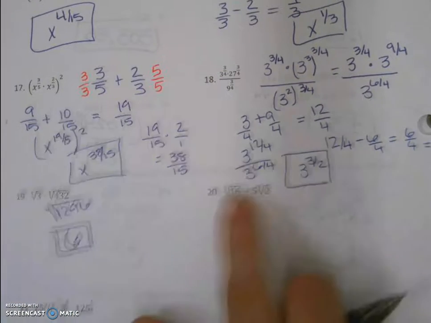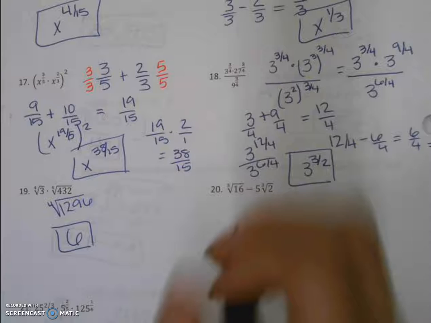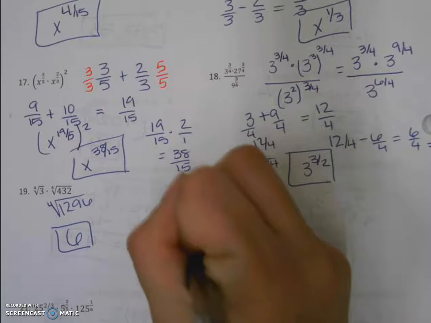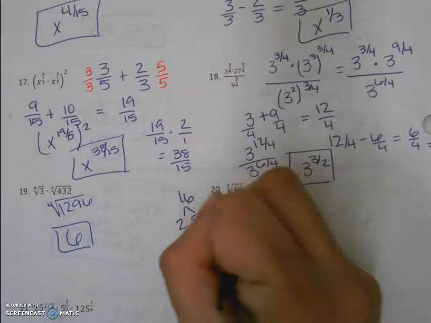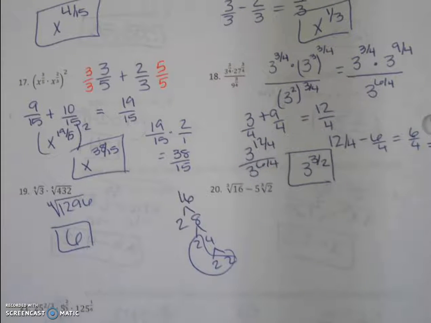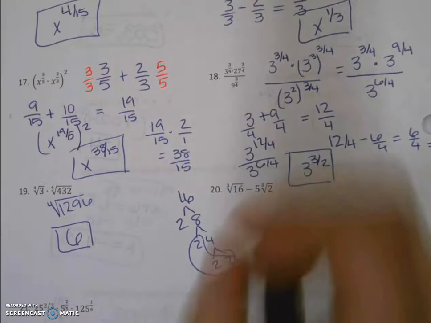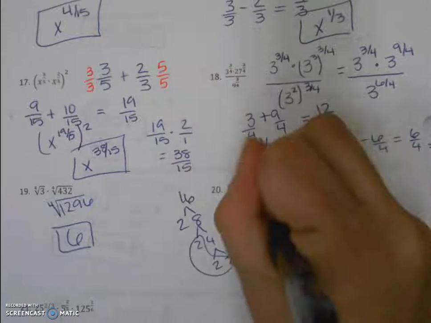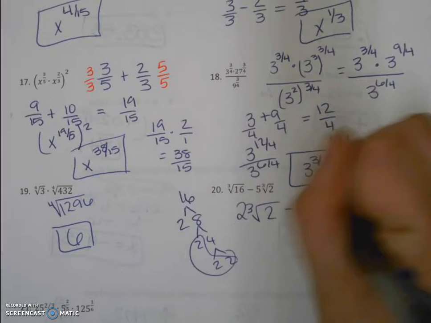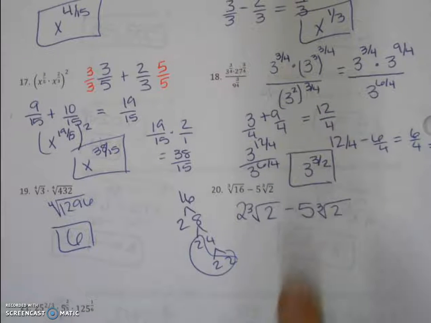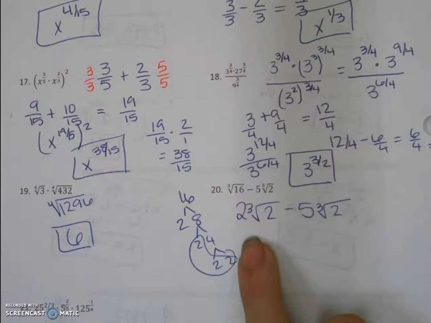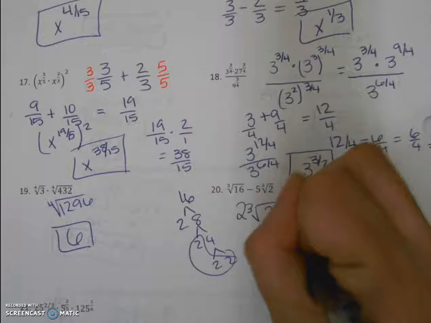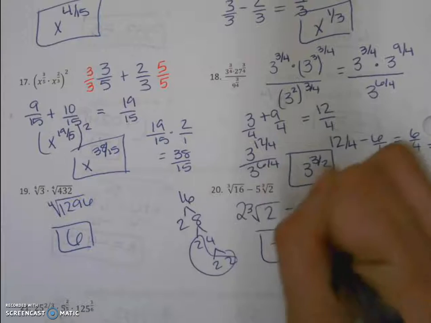On number 20, because I'm subtracting, I want to do my factor tree for 16. So I have 2 and 8, 2 and 4, 2 and 2. So I have a group of 2's that goes on the outside. This 2 that didn't get circled goes on the inside, and then I have minus 5 cube root 2. Now I can subtract. 2 minus 5 is negative 3 cube root of 2.